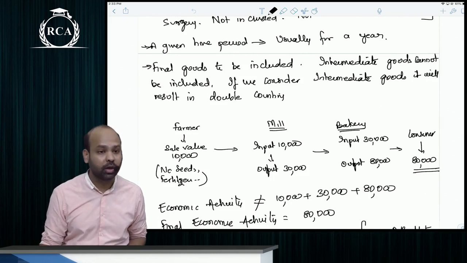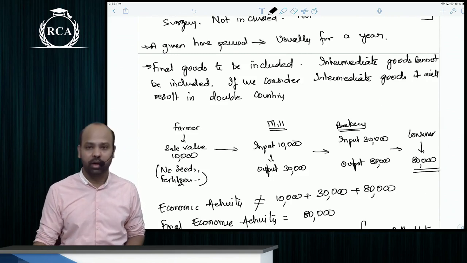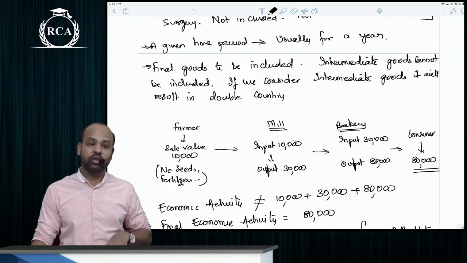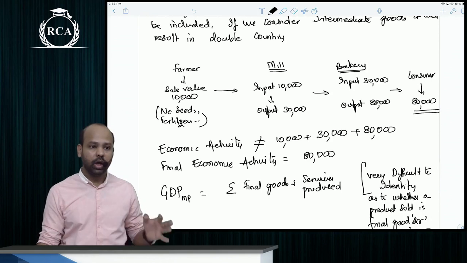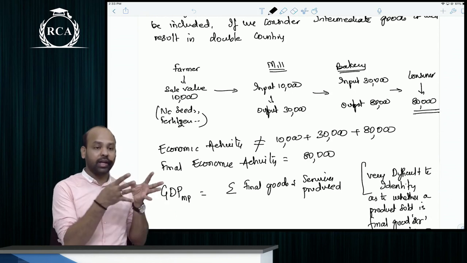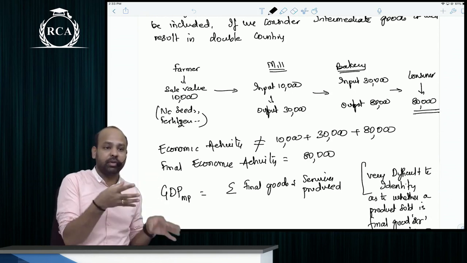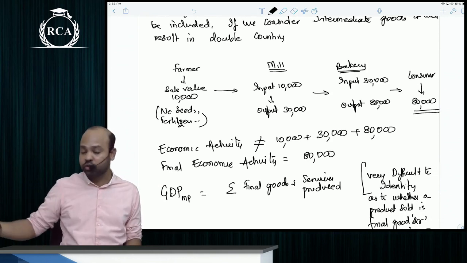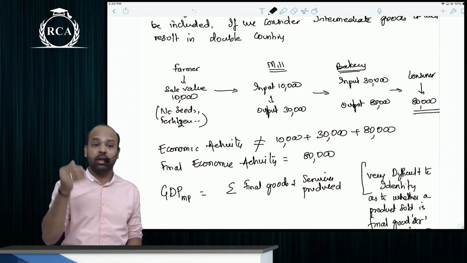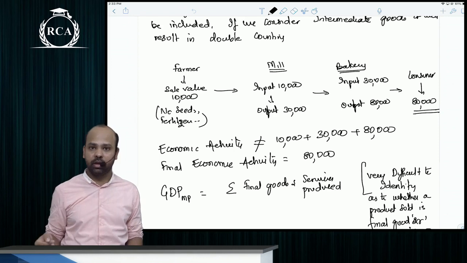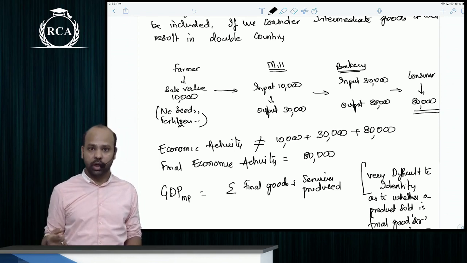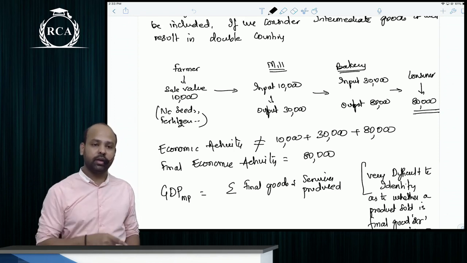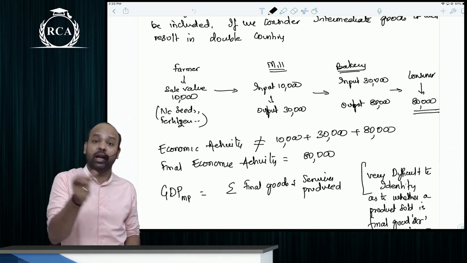And I told you only final goods are to be included; intermediate goods cannot be included. If you include intermediate goods, it will result in double counting. At this point I gave you an example of sugar or certain products going from the farmer to the mill, and from the mill to a bakery. I said you cannot take sales at every level. If you do, there is double counting. So to avoid this, you can take only value addition at every stage.